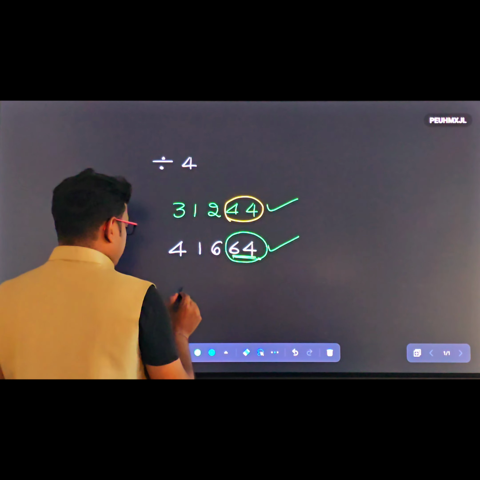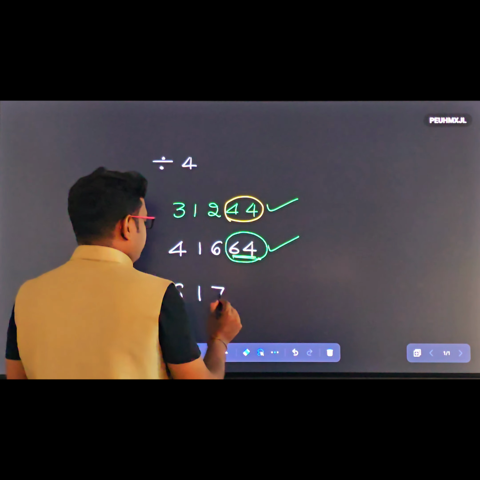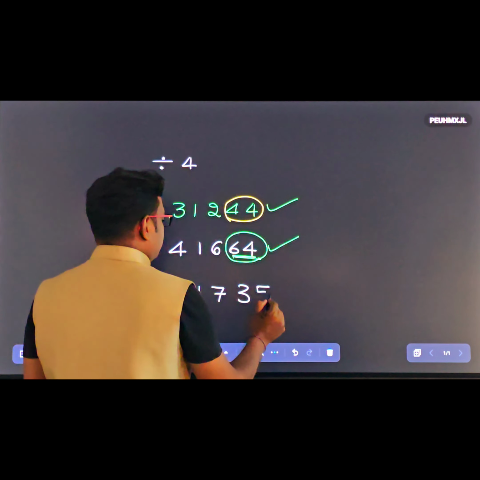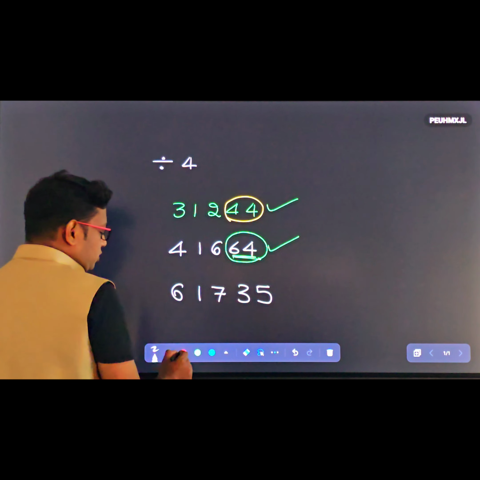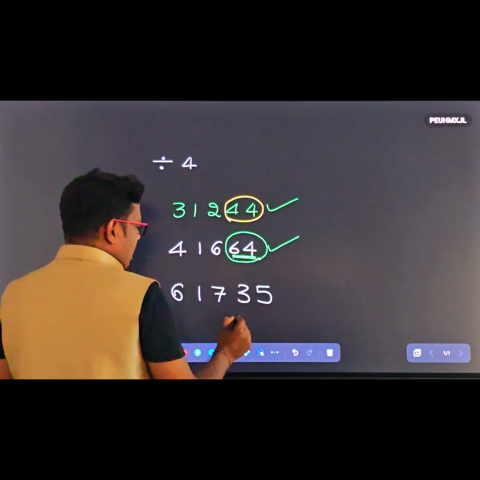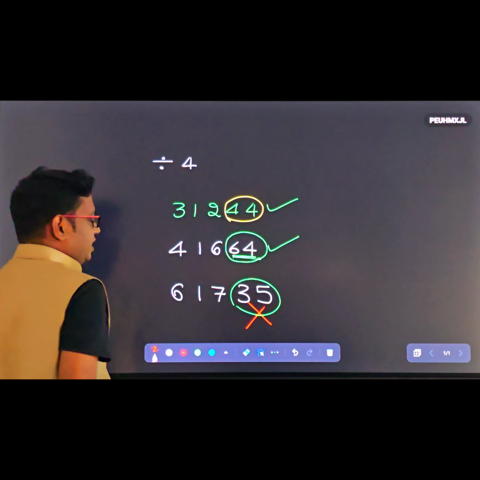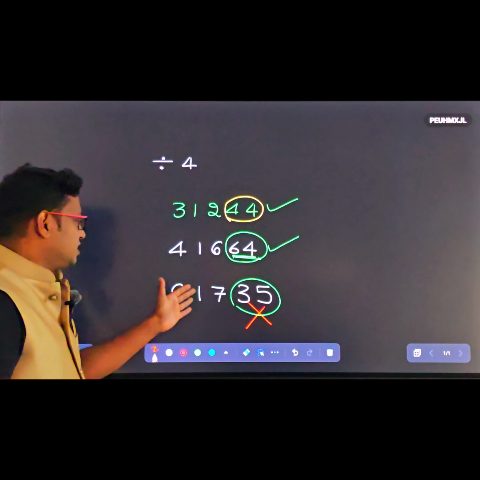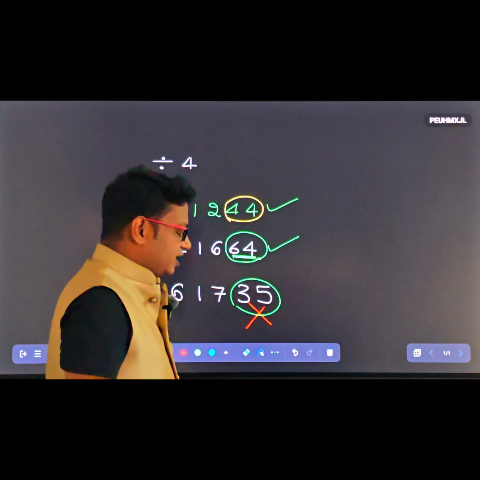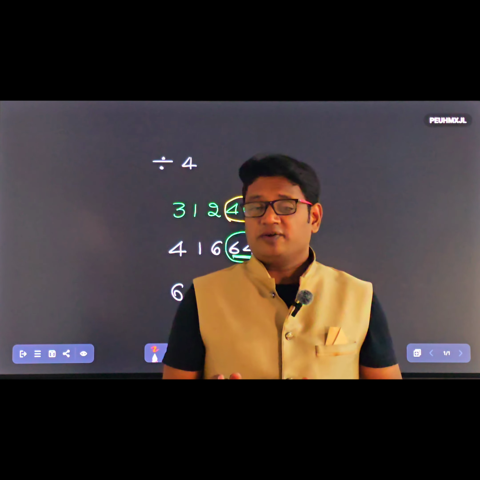Let me take another example. 61735. Now you check whether the last two digits are divisible by 4. The last two digits are not divisible by 4. Hence, 61,735 is not divisible by 4.